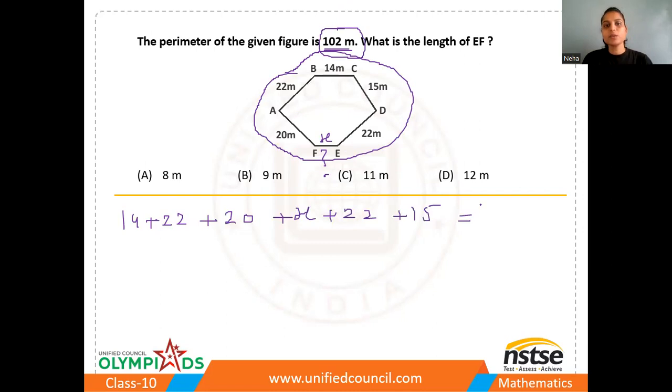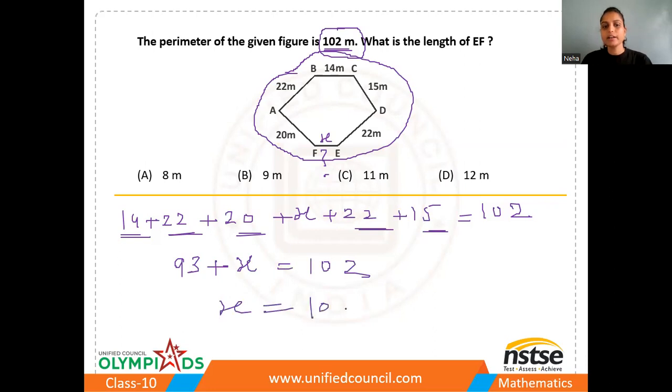The perimeter is equal to 102, right? So 14 plus 22 plus 20 plus 22 plus 15, what is it? When I add it, this is 93. So 93 plus x is 102. That means x is nothing but 102 minus 93, which is equal to 9 meter.